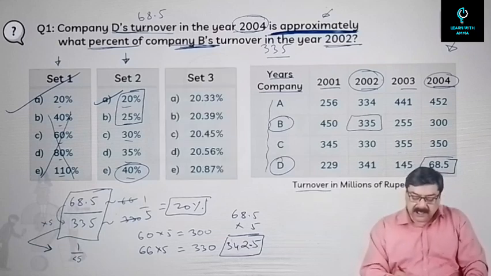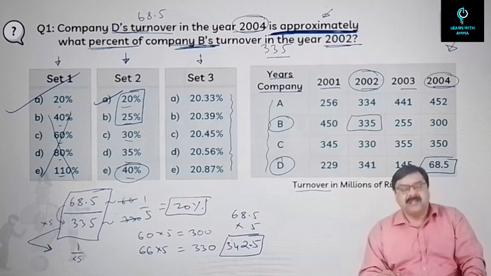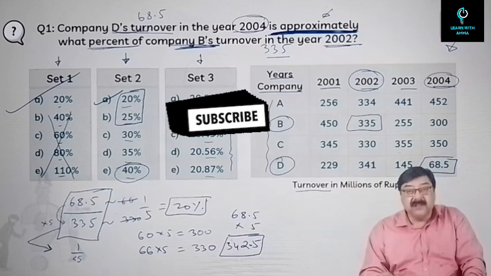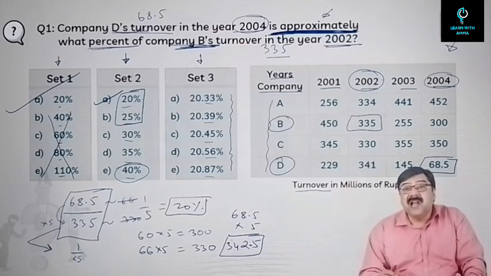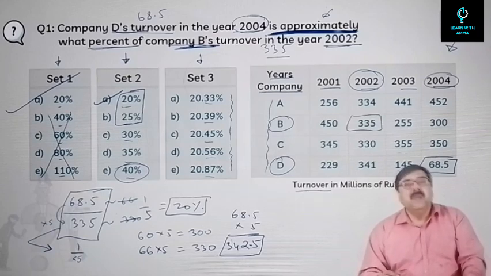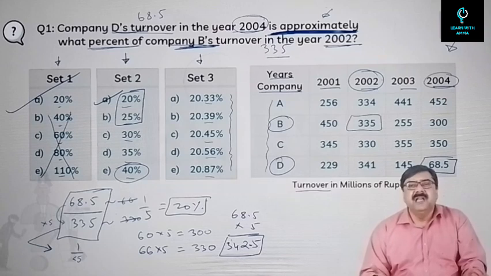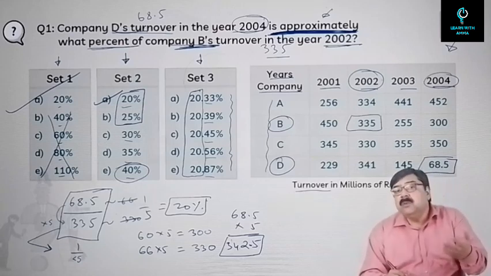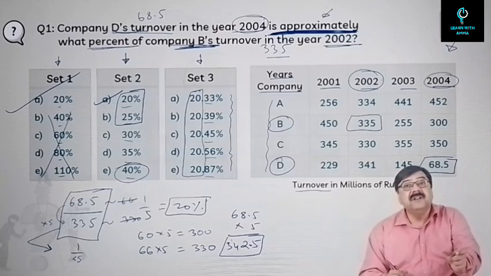Alright, I bring you set 3, in which these 5 choices are very, very close to each other. See, 20.33, 20.39, 20.45, 20.56, 20.87. So this demands actual division. So be it. We learned division way back in elementary school. So why should you be afraid of division? And the best part is, when you are dividing, the first 2 digits are anyhow going to be 20. So directly you multiply with 20 to get the first few figures.